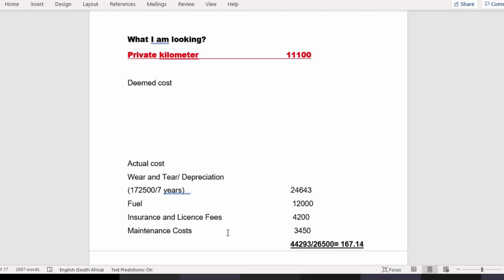First and foremost, it will depend on how the question has been structured. Maybe they want you to calculate the actual cost only, or maybe the deemed cost only. But if the question says calculate the taxable portion of the travel allowance, given the information that would lead you to calculate the deemed cost along with your actual cost, remember, the reason behind calculating both is that we need to check which one is greater, so that we'll be able to calculate the travel allowance portion. Okay, yeah, makes sense.